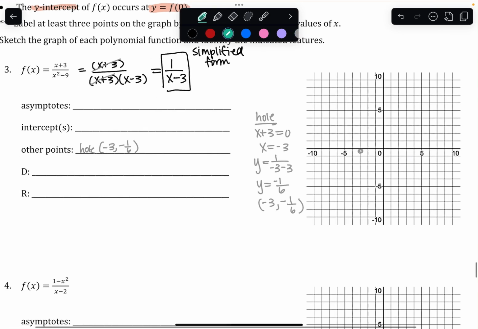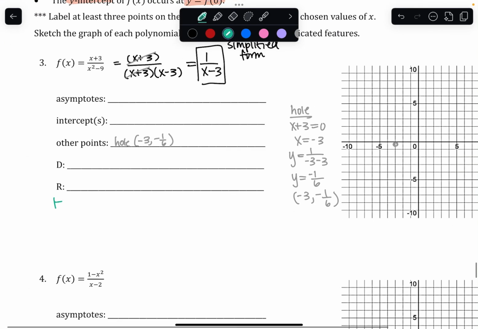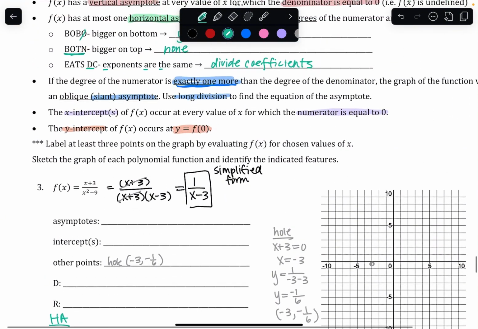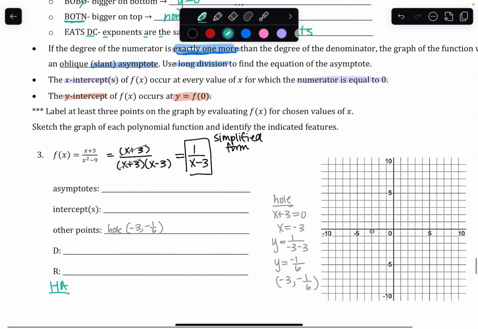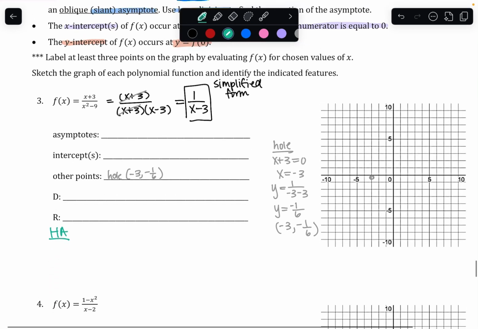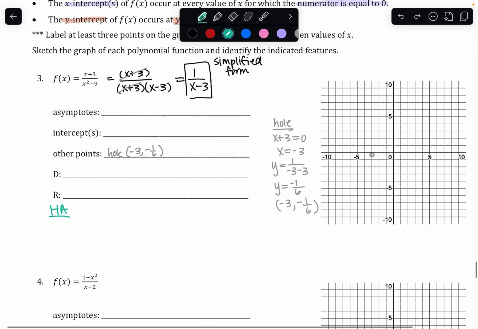Next, we can find the horizontal asymptote. To find the horizontal asymptote, I like to remember that HA stands for the funny acronym BOBO BOTN EATS DC. In this case, it's bigger on bottom. You could look at the original and see that we have degree 1 over degree 2, or you could look at simplified form because we just canceled one factor on both the top and bottom. Either way, it's bigger on bottom.